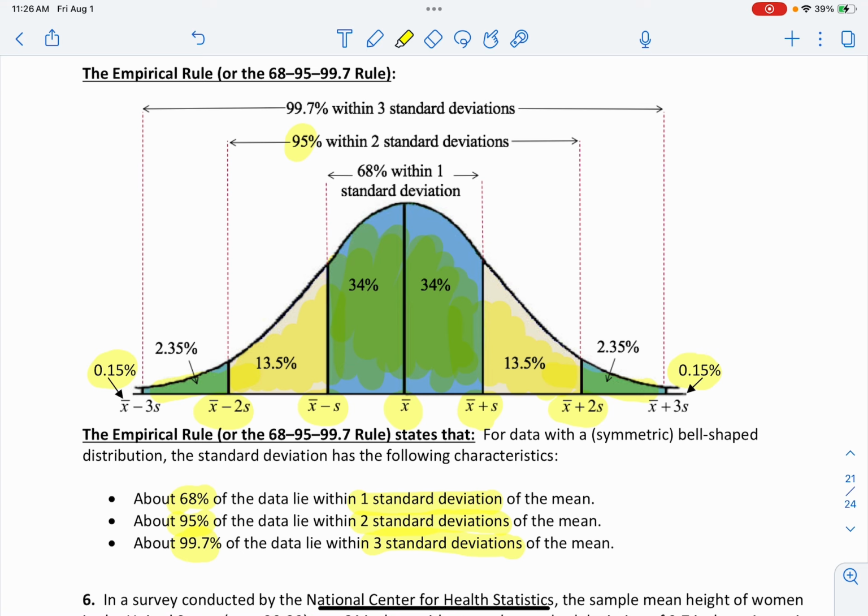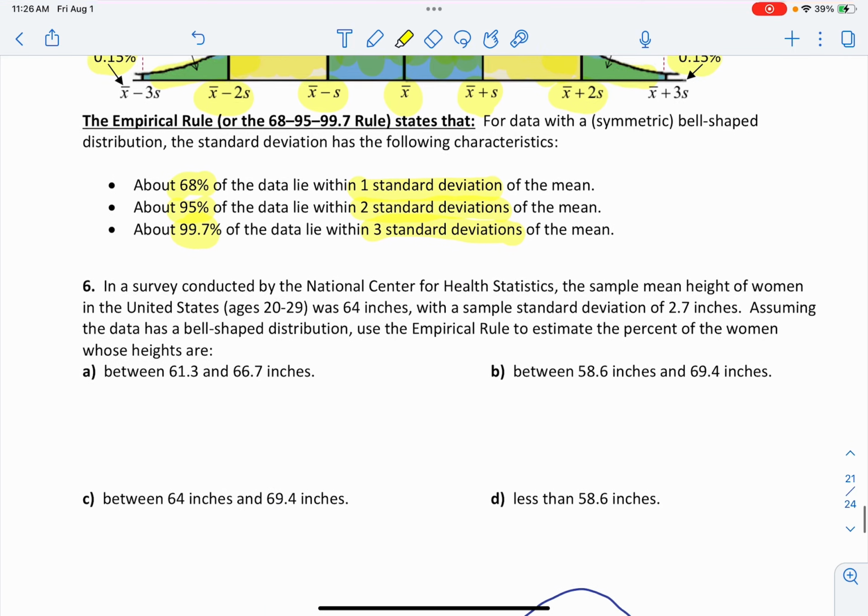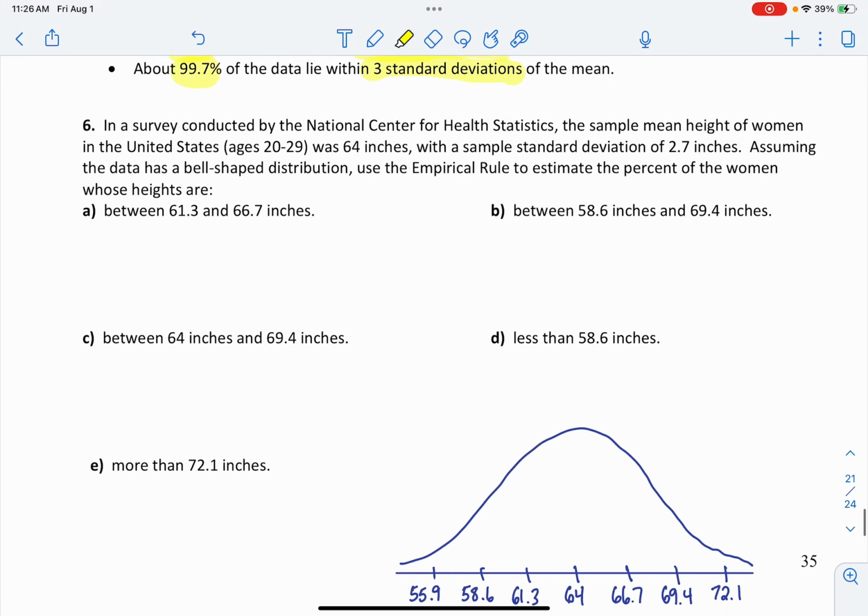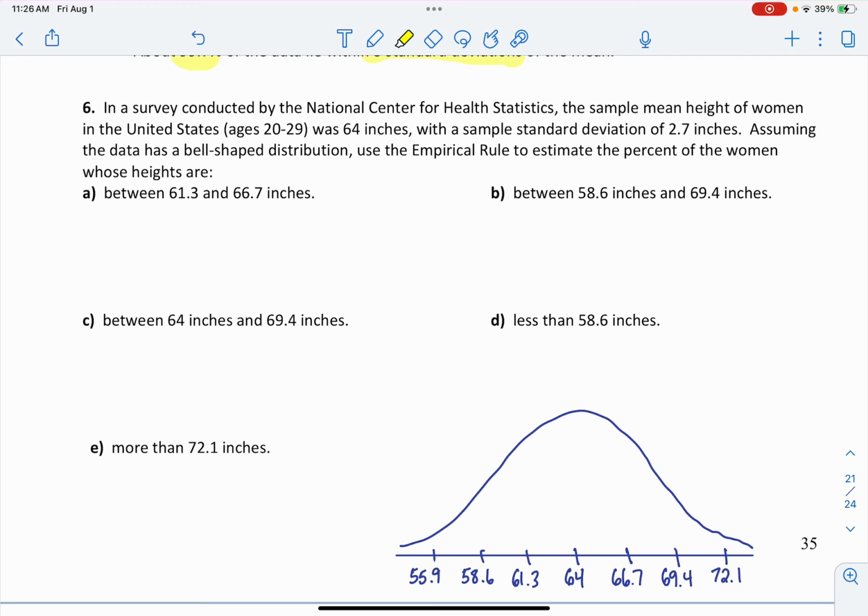So very few data values will be outside of 3 standard deviations in a bell-shaped curve, specifically 0.3%, half below, half above. So let's put this to use in an example, number 6 here. In a survey conducted, the sample mean height is 64, so I can even write that down. X bar is 64, and sample standard deviation 2.7. And let's answer these questions about what percentage of women in the US are in these ranges of heights.